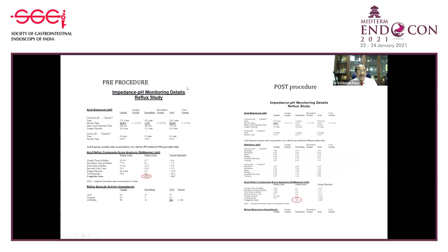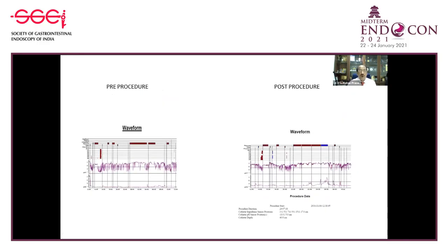And again, on the impedance, the DeMeester score was 47.3 before the procedure. After the procedure, it came down to 12.1, which is normal. Less than 14.7 is normal. And again, the waveform: this is pre-procedure. Below pH 4, all of these indicate acid reflux into the esophagus. Here you see, for the majority of the time, there is no reflux.